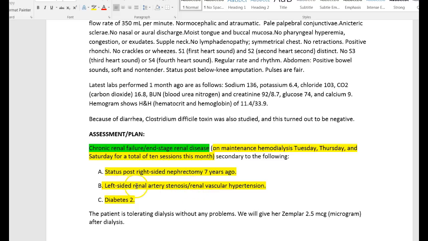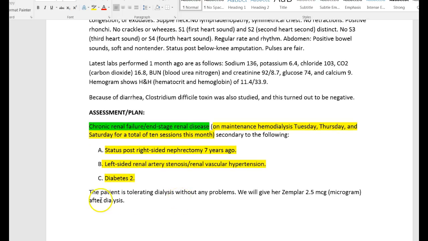And then with the left-sided renal artery stenosis, he has included the fact that she has renal vascular hypertension. Sometimes these additional descriptions or subterms will make a difference in the code selection when you're doing diagnosis coding. So that's why it's important to pay attention to the full description of the code, and we will review that shortly. And then finally, the patient has diabetes. And it just says diabetes 2, so I'm assuming that means diabetes type 2.